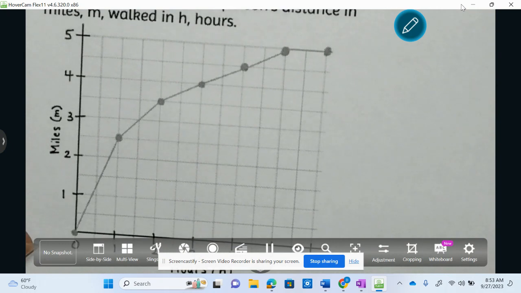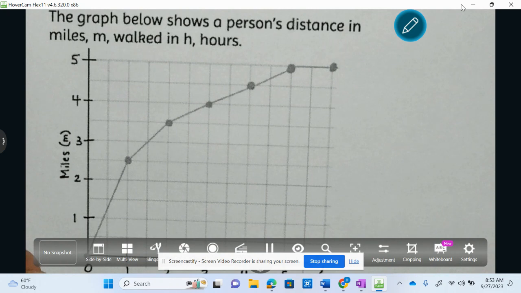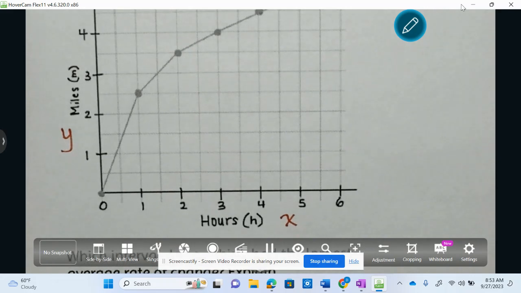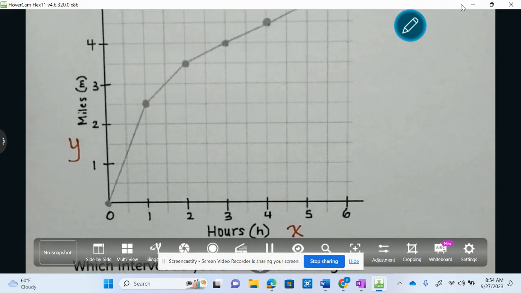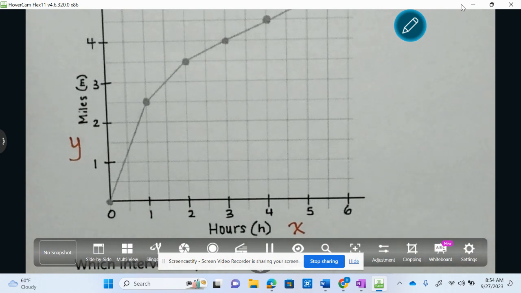This graph below shows a person's distance in miles walked in h hours. So time across the bottom, this is my x-axis. Miles on the vertical, that's my y-axis. So which interval do you think has the largest average rate of change? Explain. You can typically just look at it. And what are you looking for? Because you're right, it has the most change in it.